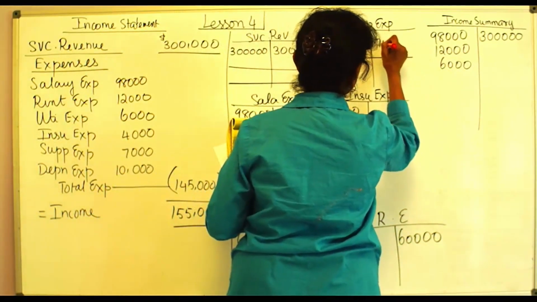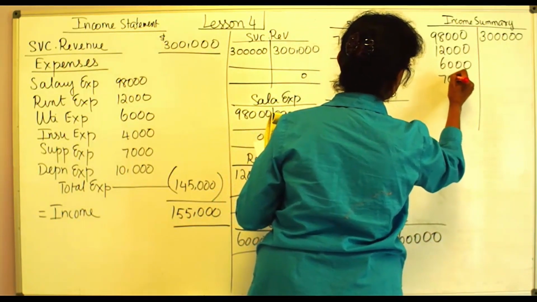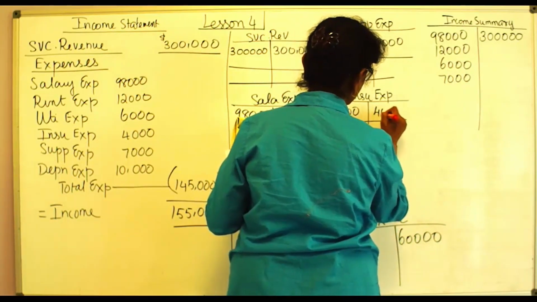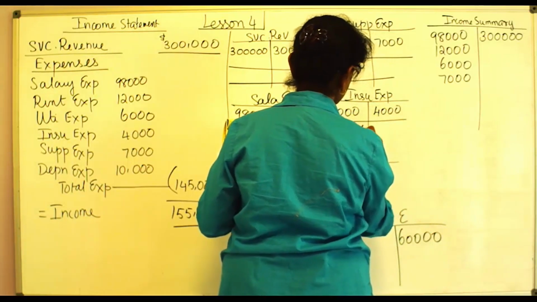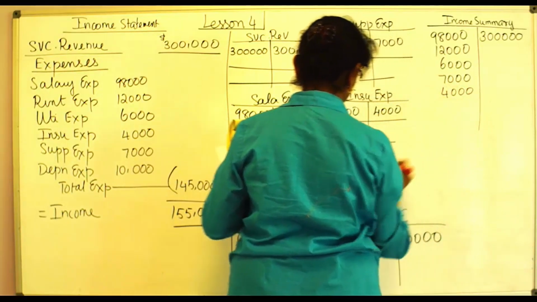Supplies expense, credit 7,000. Debit income summary 7,000. Insurance expense, credit 4,000. Debit income summary 4,000.